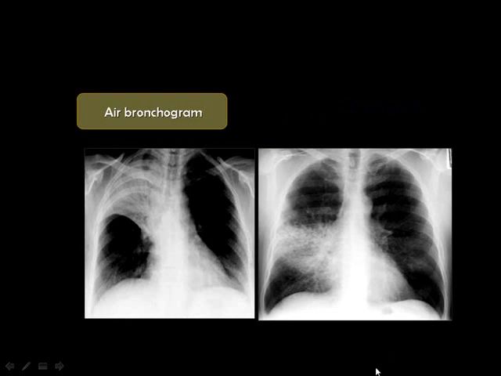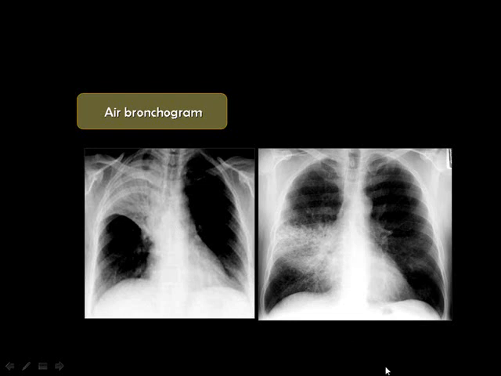Then we come to the second very important sign, which is the air bronchogram. Air bronchogram means air in patent bronchi on the background of consolidated lung. The alveoli are opaque due to the presence of some secretions, but the bronchi are patent, containing air. Then if you see this air bronchogram, you are sure that this lesion is of pulmonary parenchymal origin. And this lesion also is of alveolar nature. And this lesion also is a consolidation.